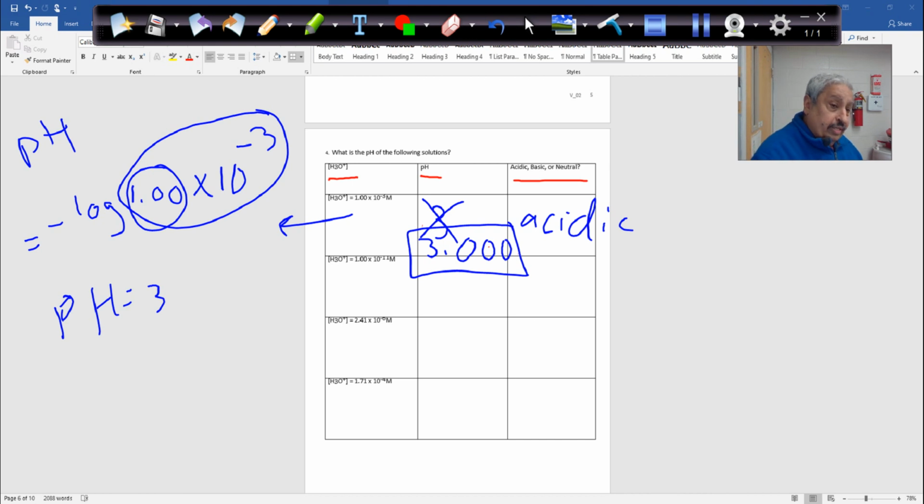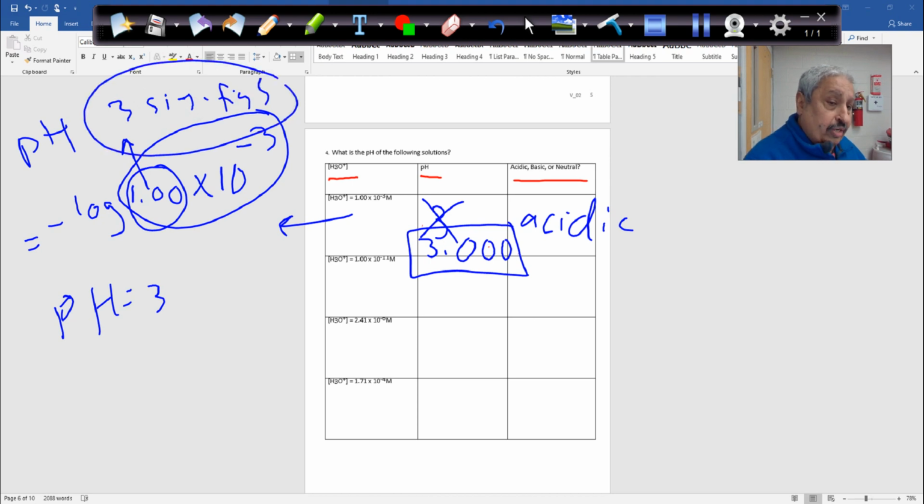Why? Because here you have 3 sig figs. This is unique to the logarithm of the pH. 3 sig figs, we don't care about the whole number. This is the last thing we care about: the decimal. We have to have 3 digits after the decimal, corresponding to 3 sig figs. So the answer is 3.000. Okay, guys?